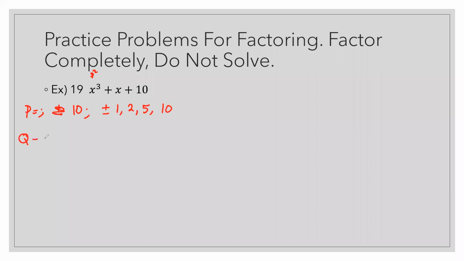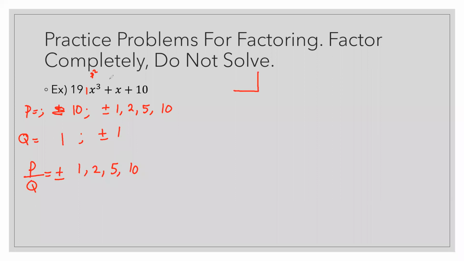And then what's my q? My q is 1. It's usually the coefficient of the highest power. And all the factors of 1 are plus or minus 1. So p over q is going to be plus or minus, so it's just p over q. So that's 1, 2, 5, and 10. Okay. So then we're going to do synthetic.